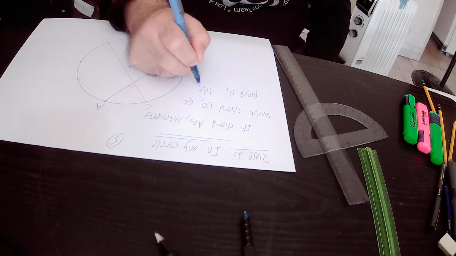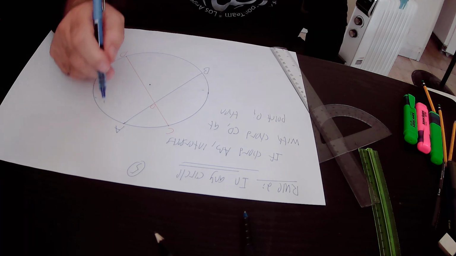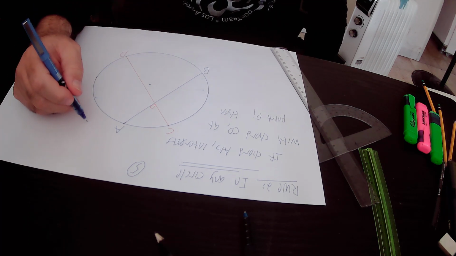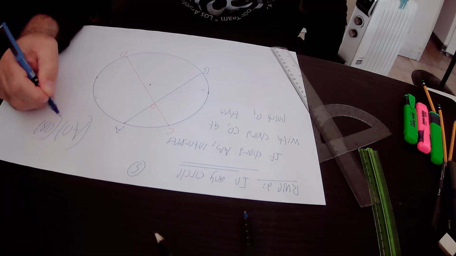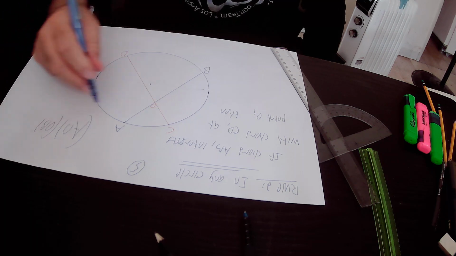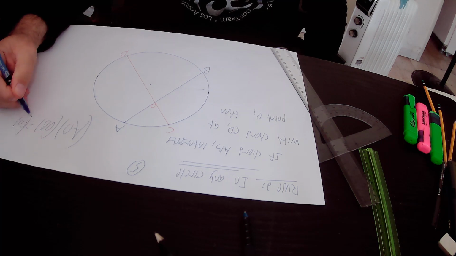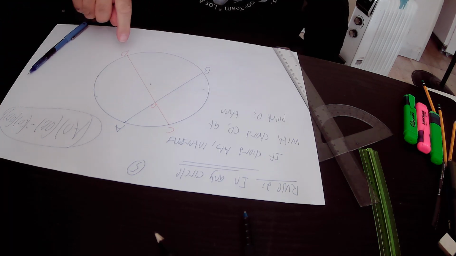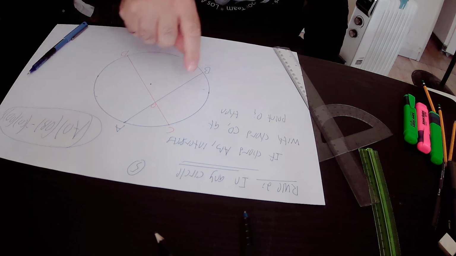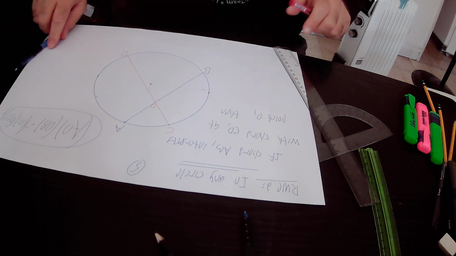Then the following equation will be true: AO times OB equals CO times OD. Repeat again. If chord AB intersects with chord CD at point O, then AO times OB equals CO times OD. Again, AO times OB equals CO times OD.